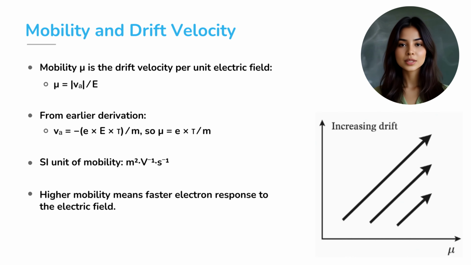Now let's define something called mobility. Mobility, denoted by the Greek letter mu, is the drift velocity per unit electric field. So we write mu equals V sub d divided by E. From earlier, we saw V sub d equals minus e times E times tau divided by m, which gives us mu equals e times tau divided by m. This tells us how quickly an electron responds to the applied electric field. Materials with high mobility conduct current more easily. You'll see in the animation how materials with higher mobility show longer drift arrows, indicating faster flow.